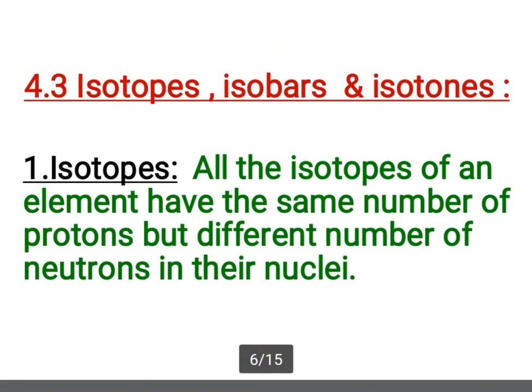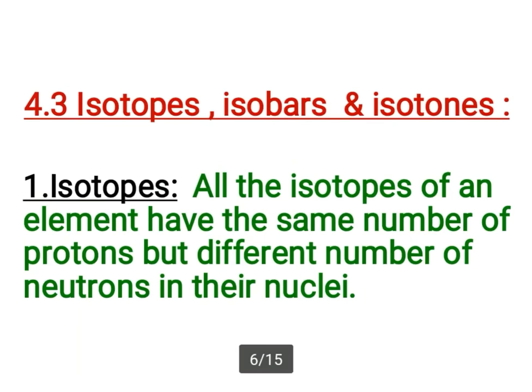Next term is isotopes, isobars and isotones. First is the isotopes. Definition of isotope: all the isotopes of an element have the same number of protons but different number of neutrons in their nuclei. That is, number of protons means atomic number and different number of neutrons means different mass number. In other words, isotopes have same atomic number and different mass number.